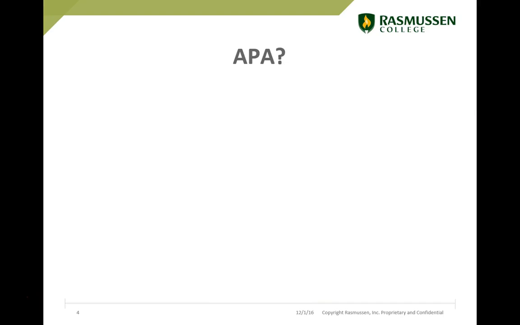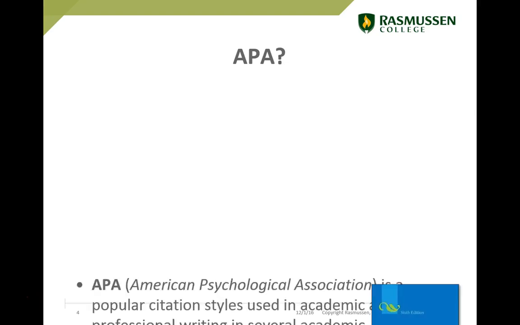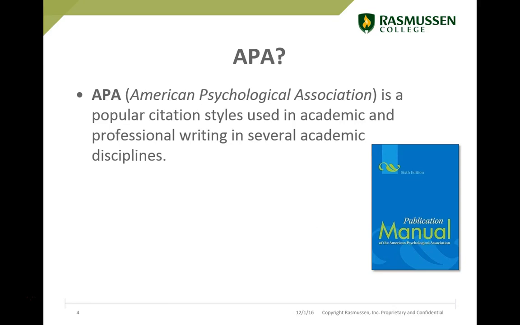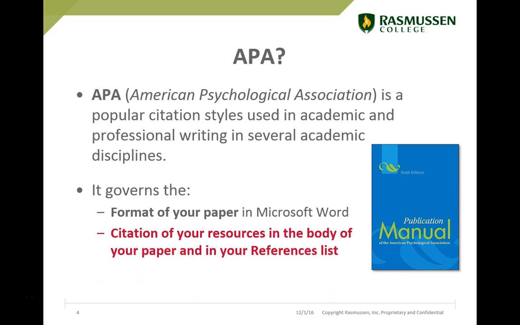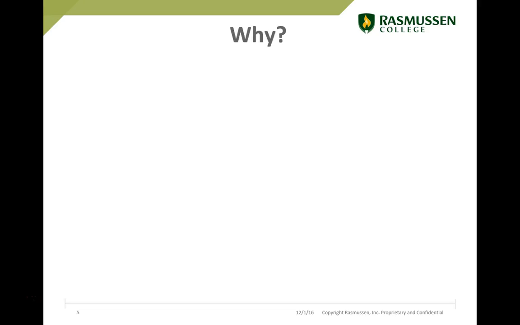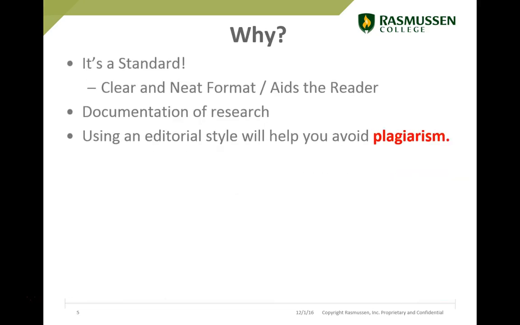Before we dive in, let's quickly talk about what APA is. APA, which stands for American Psychological Association, is a citation style that is used by many academic disciplines. APA tells us how to format our paper and create citations for our resources, which is what our focus will be in this episode. Why do we need to cite in APA? We use APA because it aids your reader by keeping your formatting clear so that it's easy to read. We also use APA to avoid plagiarism, which is claiming credit for someone else's works.